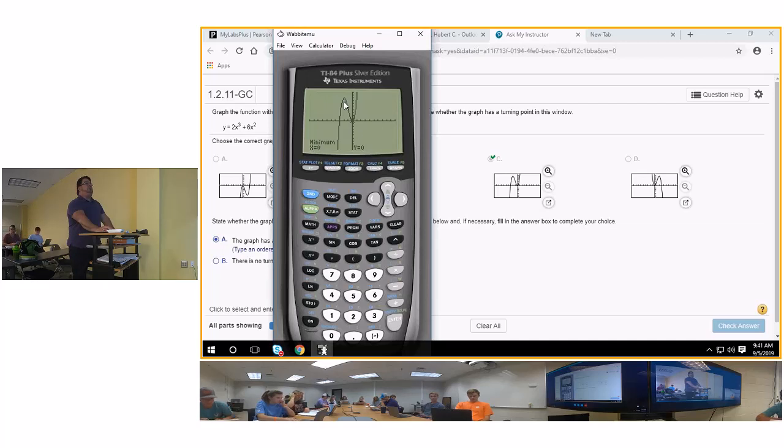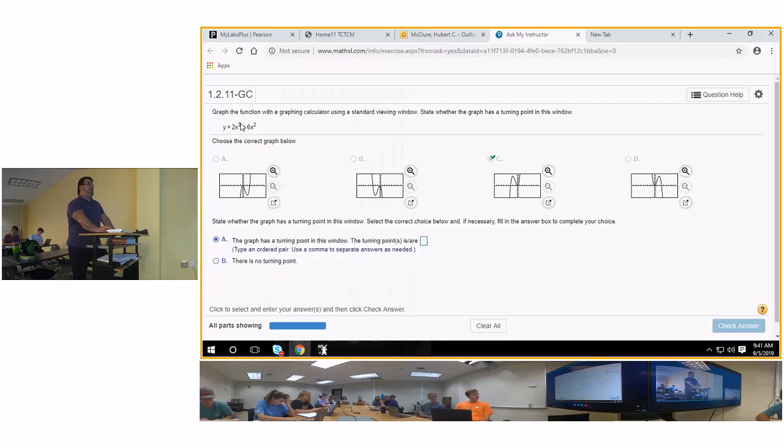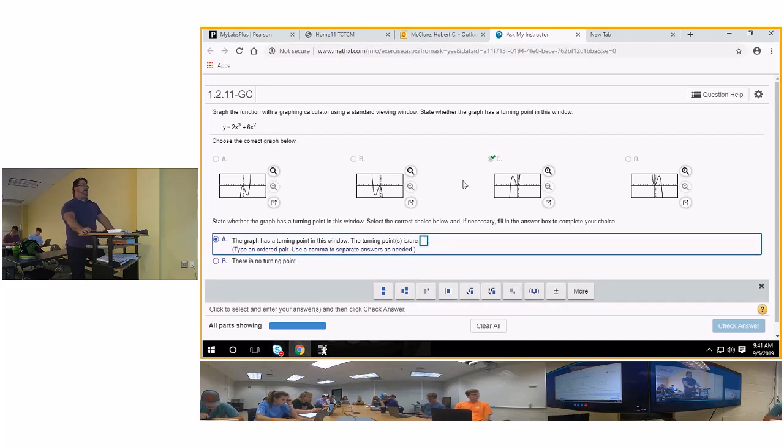So now you got a local min and a local max. How many times does that turn? 2. What is the 3 right here? The 3. What's 3 minus 1? 2. So you have 2 turning points, and those turning points are your local min and local max.